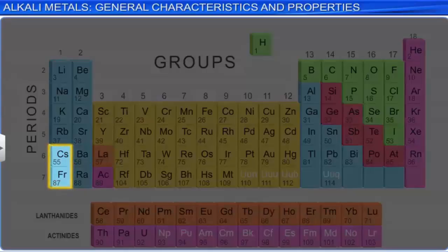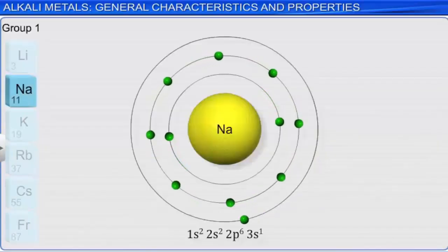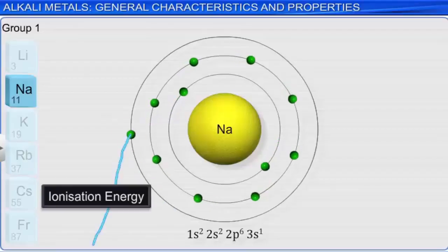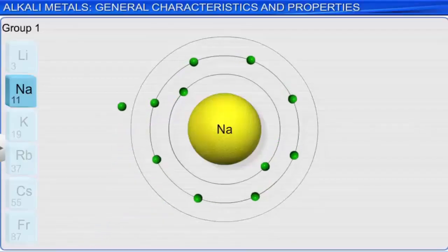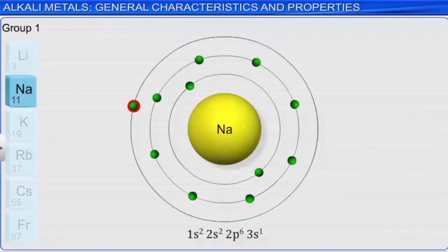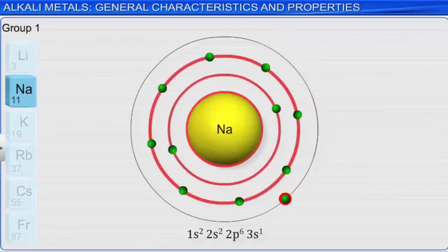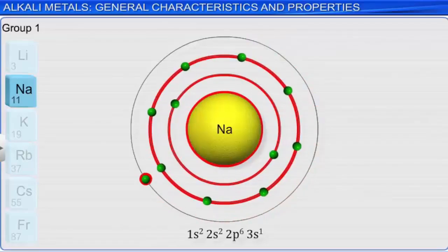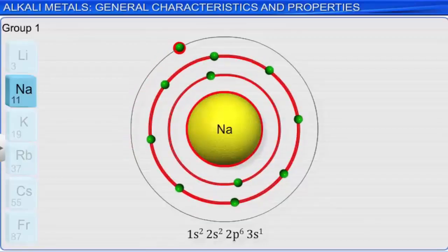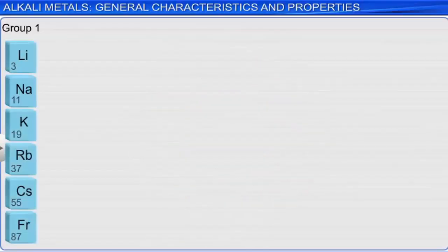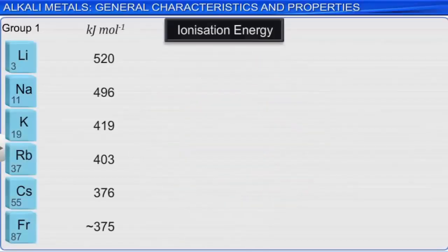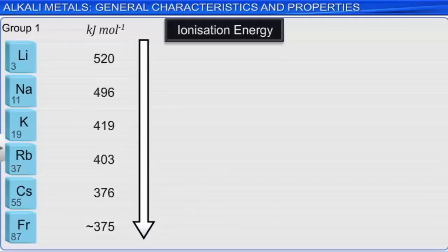Recall that ionization energy is defined as the energy required to remove the outermost electron from an isolated gas phase atom. Since the valence electrons are significantly shielded from the nuclear charge, the ionization energies of the alkali metals are relatively low. In general, ionization energies decrease down a column, and the alkali metals are no exception, as shown in the graph.